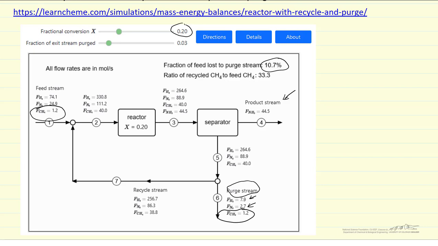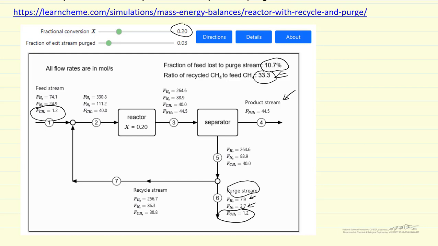And then the simulation also lists the ratio of the recycled methane, in this case 33.3, to the methane in the feed, 1.2. So 38.8 divided by 1.2 gives us 33.3. That's the indication of how much of our flow rate we have to pump around, and this of course affects a lot of things in the system.